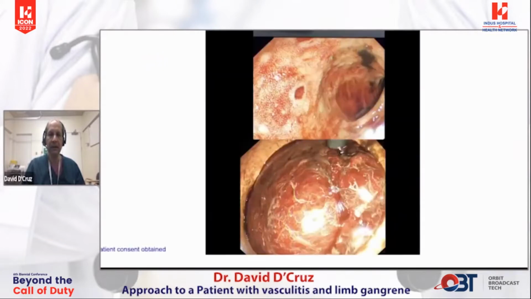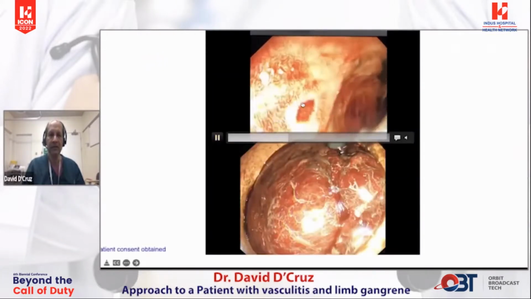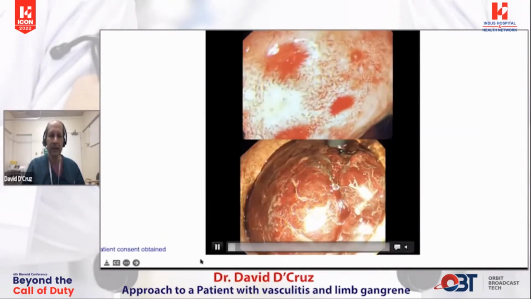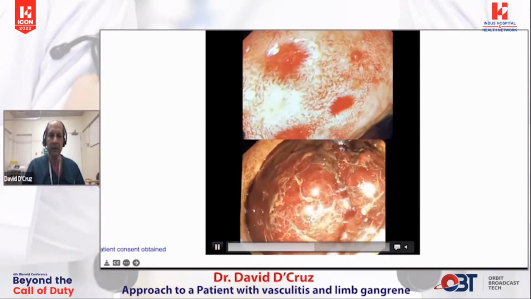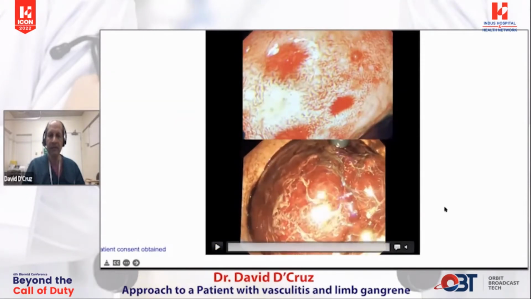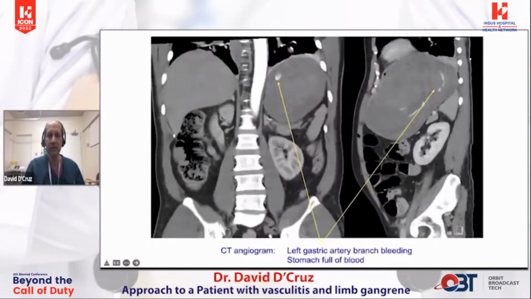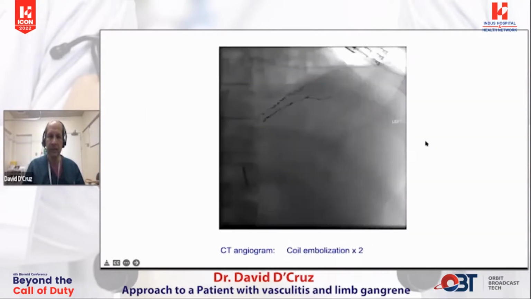where he had an endoscopy. At endoscopy, you can see these clear vasculitic ulcers in the duodenum, and further, you can see this massive clot in the gastric fundus. CT angiography showed the bleeding points here. You can see this is a stomach that's full of blood, and you can see here that the left gastric artery branch was clearly bleeding and leaking contrast. So he underwent an emergency embolization following a CT angiogram.